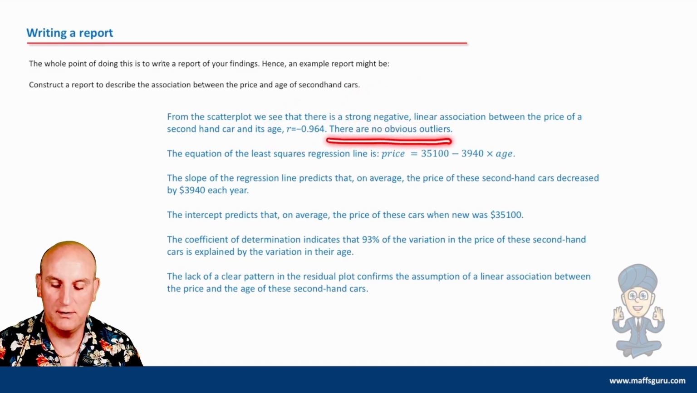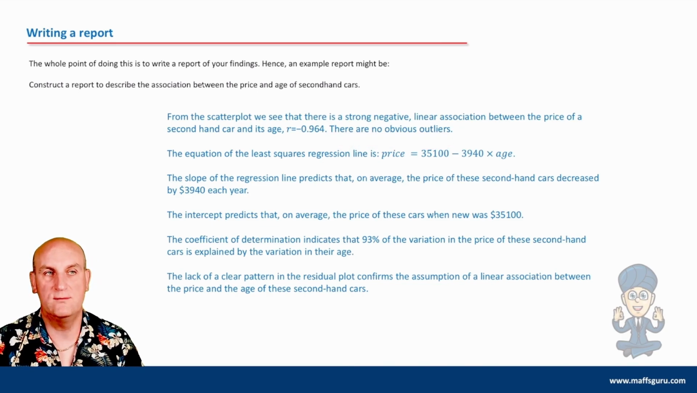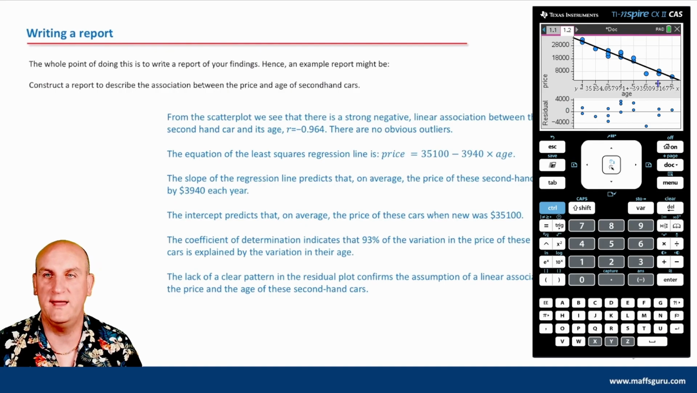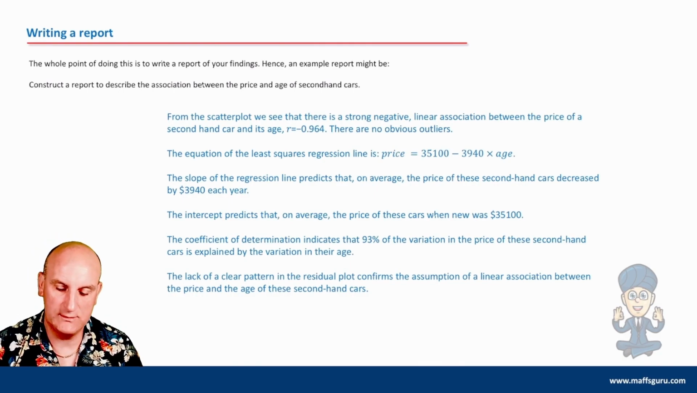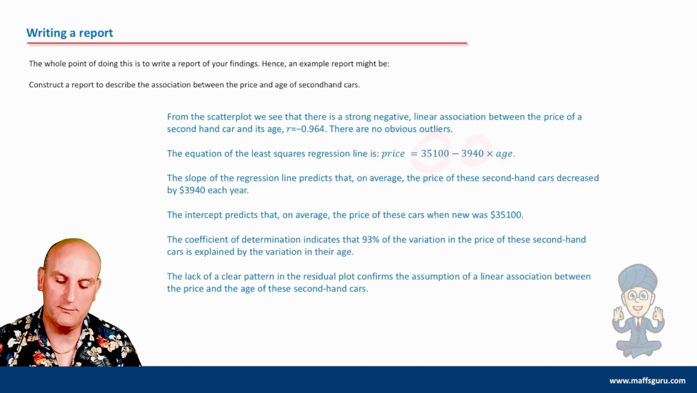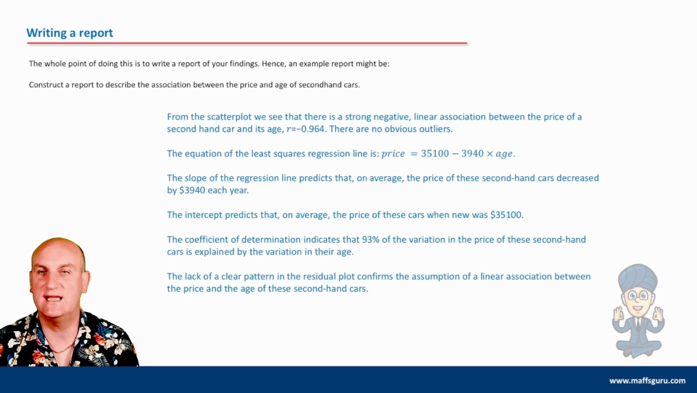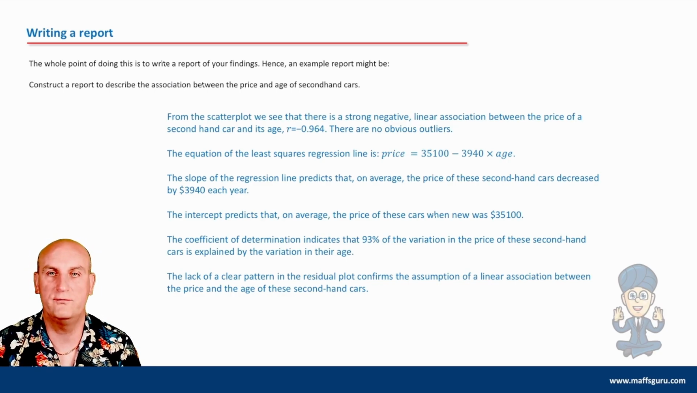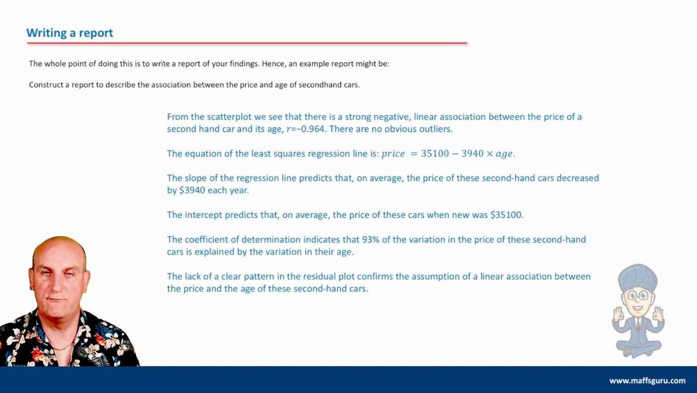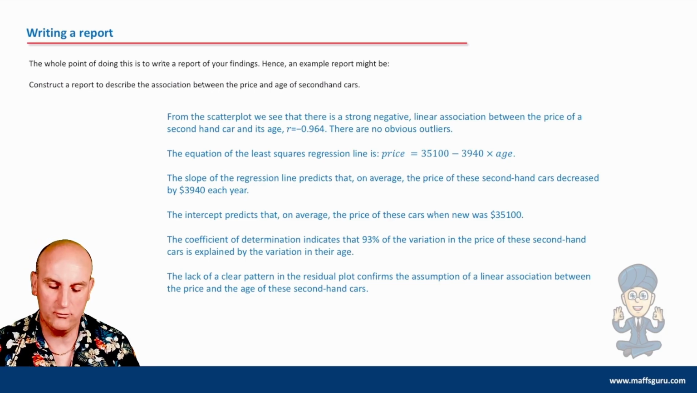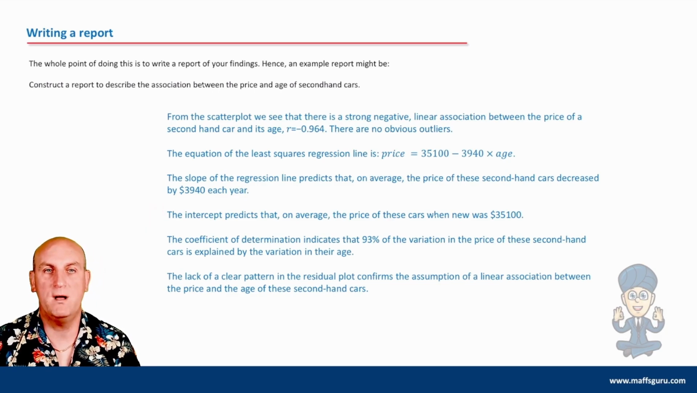Then we have to say there are no obvious outliers. Going back to that data, there were no obvious outliers. So again, if we look at the top graph there, there's no data item massively above or below that line. Then we move on and say, the equation of the least squares regression line is, so we actually write the equation using whatever rounding they wanted, making sure we don't write y and x. The slope of the regression line predicts that on average the price of these second-hand cars decreased by $3,940 each year. So again, that was interpreting the slope. The intercept predicts that on average the price of these cars when new was $35,100. We have interpreted my intercept.